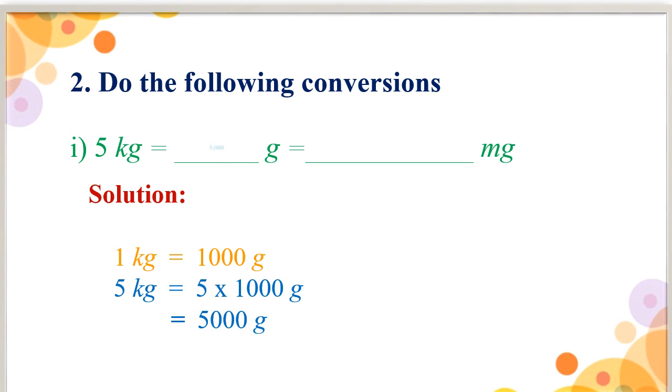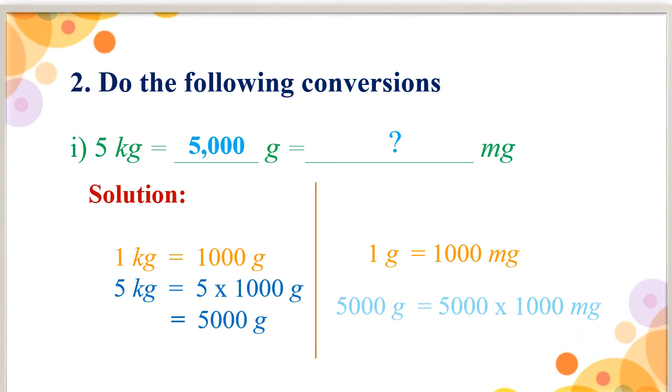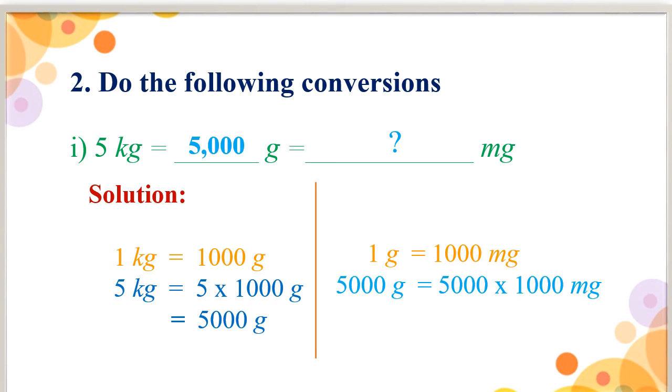So write 5000 gram. And 1 gram equal to 1000 milligram. Already we have 5000 gram. That means 5000 multiplied with 1000 milligram. That means 50 lakh milligram.